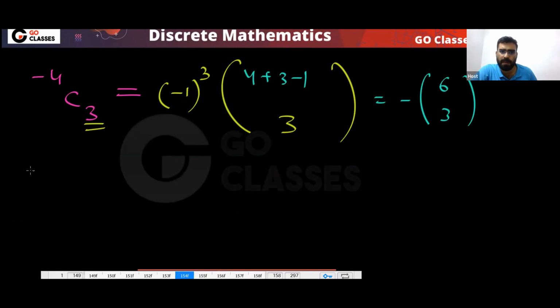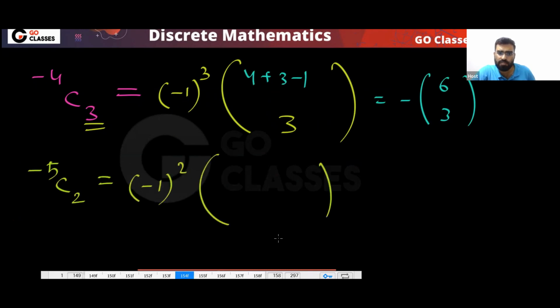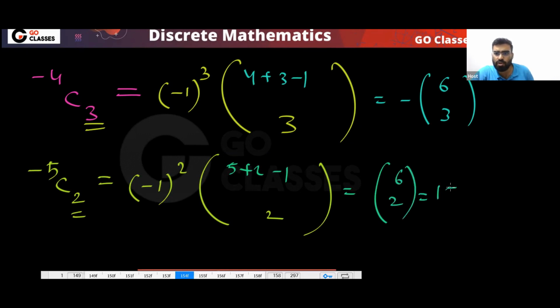Yes or no? For example, if I ask you minus 5c2, what will that be? That will be minus 1 power 2. This 2 will be as it is. Then you will have 5 plus 2 minus 1, so finally you will have 5 plus 2, that is 6c2, and that is your 15. You can only do this when you have a negative integer. Here you have a negative integer.